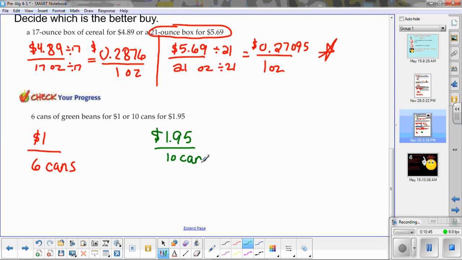To figure out the unit rate, we're going to take the first one and divide it by 6. $1 divided by 6 will tell you how much per can. So $1 divided by 6. I'm going to just go ahead and round this to the nearest cent. It's going to be about 17 cents per can.